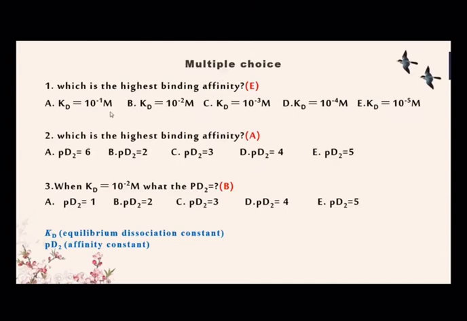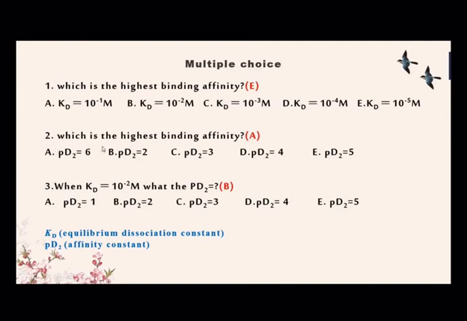Multiple choice. 1. Which has the highest binding affinity? A. Kd equals 10 to the power of minus 1 mole, minus 2, minus 3, minus 4, minus 5. The answer is E, because Kd is low, so the binding affinity is high.